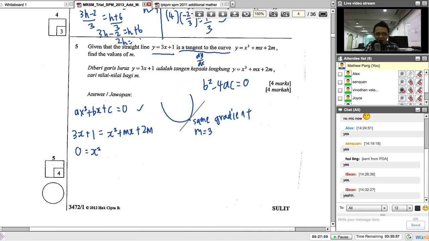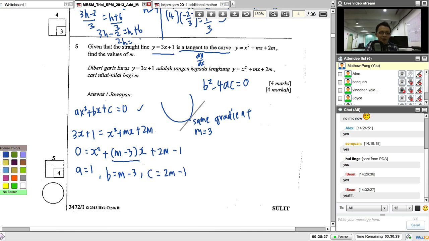So this is x squared. I move the 3x here, so it will be minus 3x, plus mx minus 3x. I factorize out x, so it's m minus 3, and then plus 2m minus 1. Since we know b squared minus 4ac, from here I know my a equals 1. This is my b, b is just beside x, so b is m minus 3. And my c is 2m minus 1.